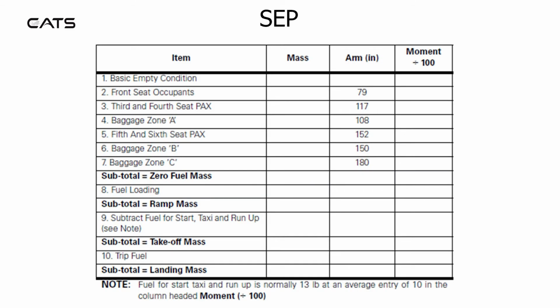This is a loading sheet for the single engine piston. Mass for the basic empty condition can be added, any front seat occupants, third and fourth seat passengers, baggage zone A, fifth seat passengers, baggage zone B and baggage zone C if occupied. These can be multiplied by the respective arms to gain the moment, and totals may be calculated to calculate the zero fuel mass.